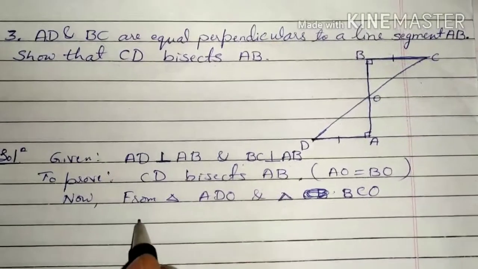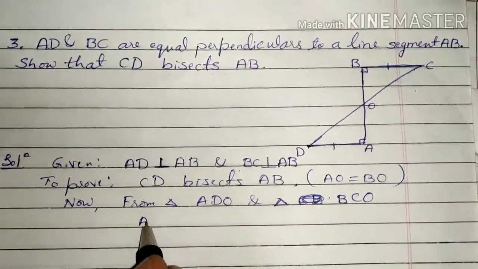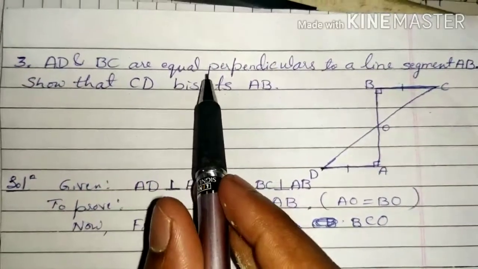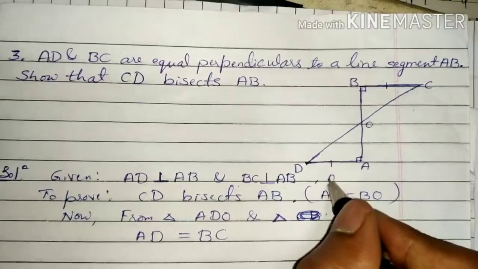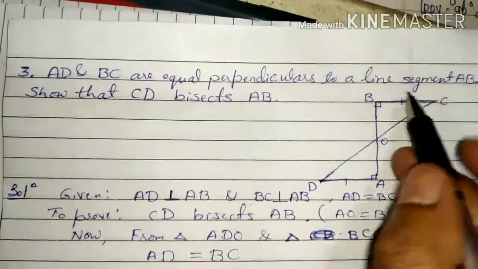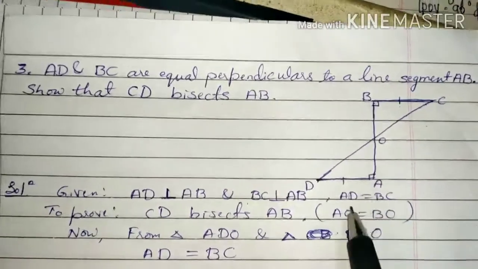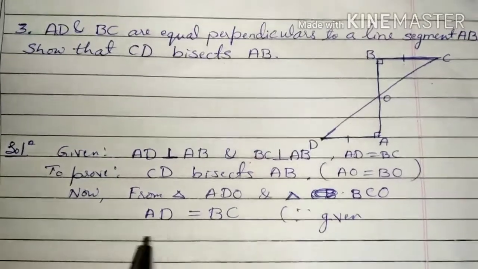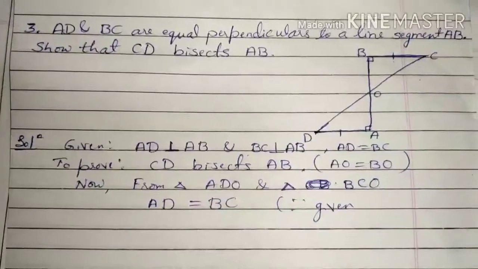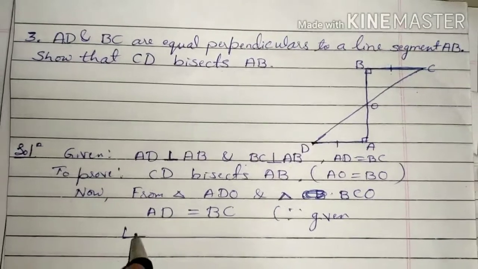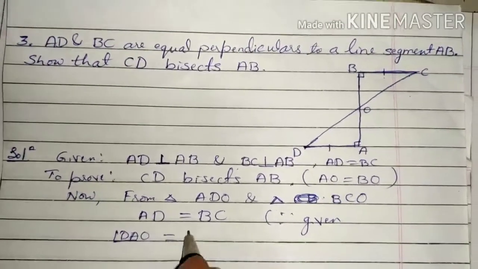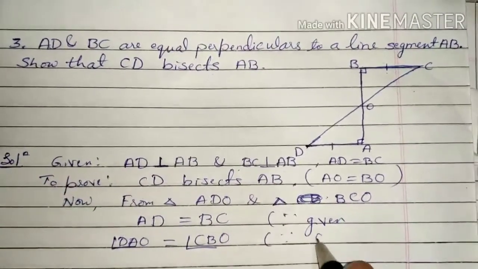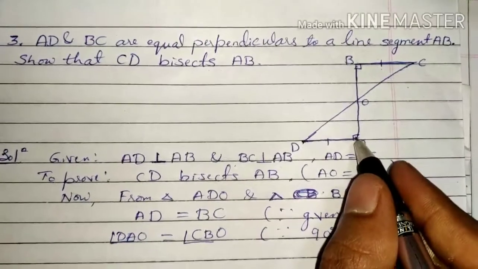So what we can see is AD equal to BC. So here given that equal perpendiculars. Okay, so that is one more thing is given. AD is equal to BC is also given. Okay, equal perpendiculars. BC is equal to AD. So that we have to write in the given things. So because given. Okay, then angles. Okay, angle DAO is equal to angle CBO because 90 degree perpendicular mark is given, perpendicular.